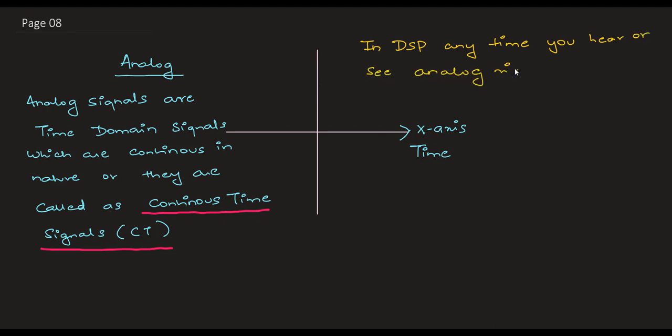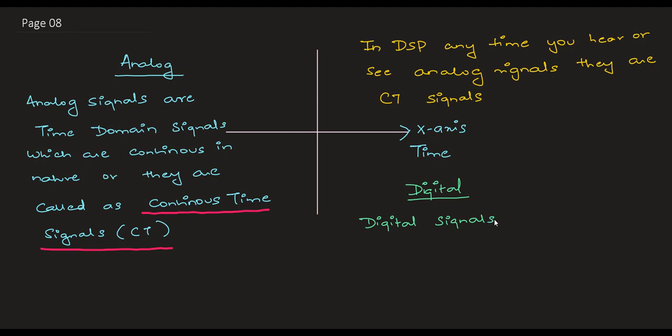So let us see first what is a continuous time signal. A signal which is continuous in time domain. The time domain means your x-axis is always time. The y-axis can be anything. It can be amplitude, energy, torque, or any other parameter. But the x-axis is always time, and the signal is analog in nature. Then you would call it a continuous time signal. In DSP, anytime you hear the word signal, or analog signal, we are talking about CT signals, only continuous time signals.